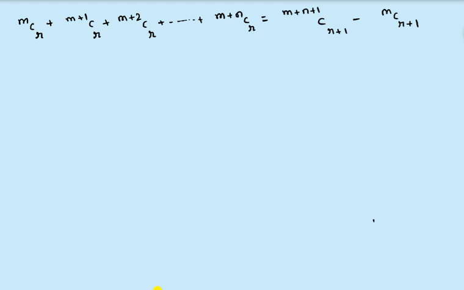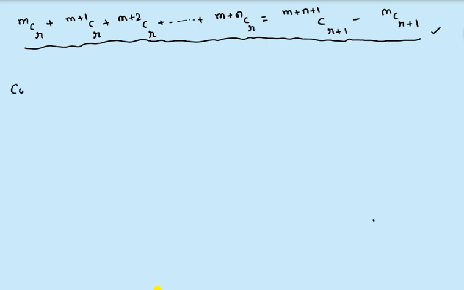So this is another result you can observe: MCR plus m plus 1 CR plus m plus 2 CR and so on, m plus n CR, is equal to m plus n CR plus 1 minus MCR plus 1. Just I will prove this particular result in different ways.